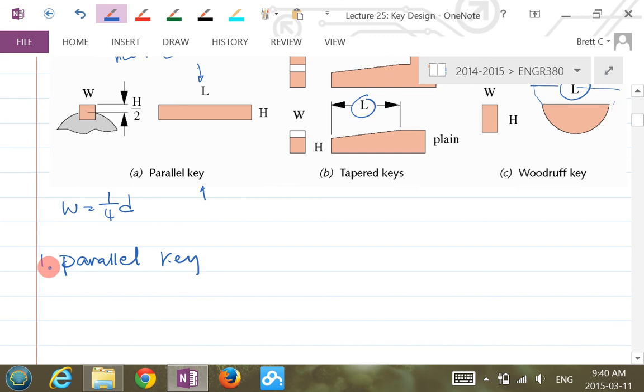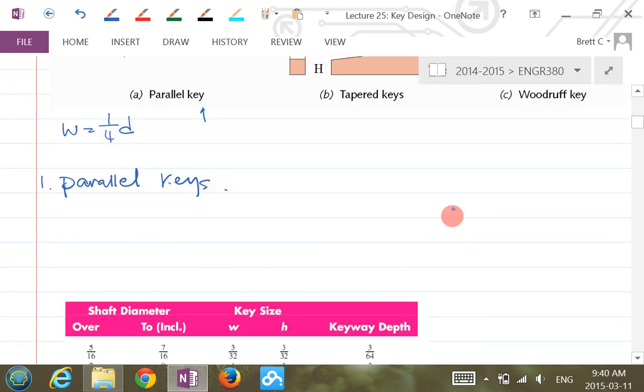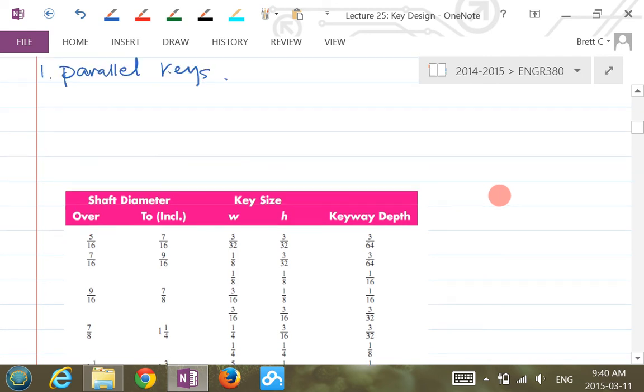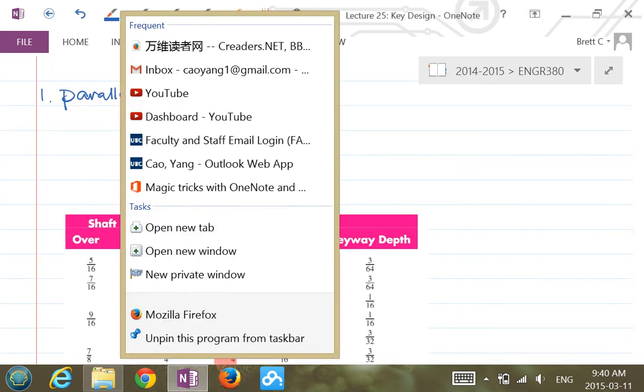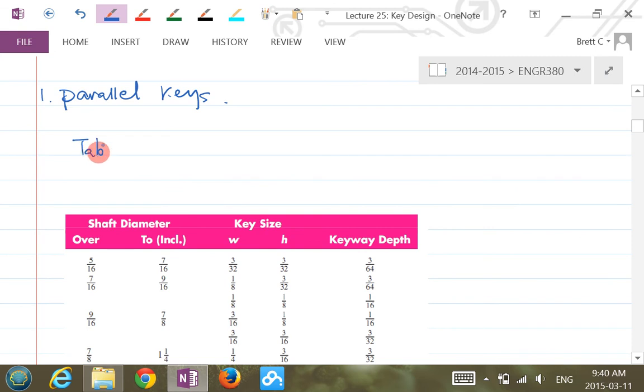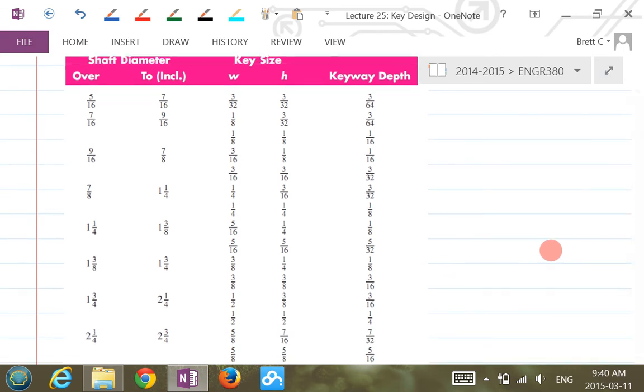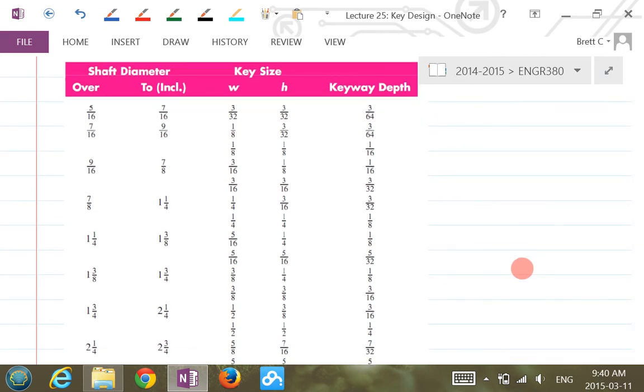Okay, parallel keys. So here's a table. This table is table 7-6. Okay, as a starting point here. This table 7-6, hopefully, didn't change. So what does this table tell us? It tells us basically the recommended key dimensions for different shaft diameters.